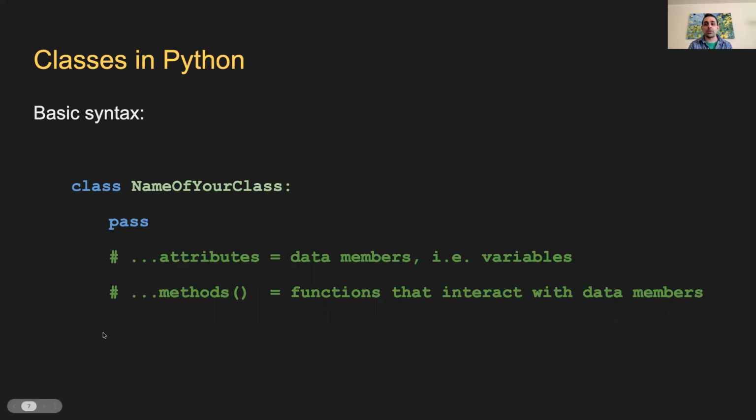There are 2 main items you're going to be adding to your classes. Again, this is terminology. Attributes are basically data members, i.e. the variables that your class holds on to. And then methods. Methods are just another name for functions that interact with your data members.